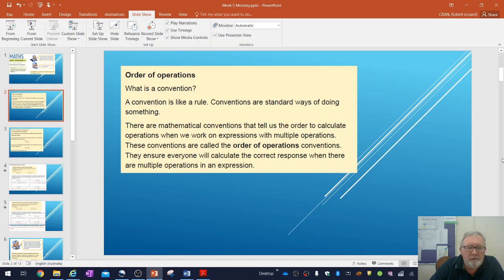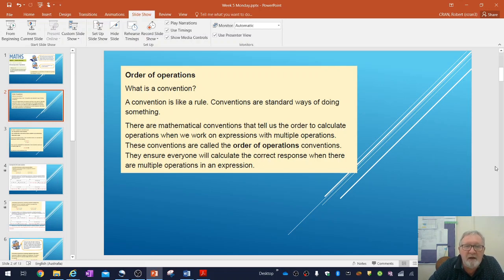Alright, so we're looking at order of operations. What is a convention is the first question. So basically a convention is a rule, and you need to remember that. Conventions are standard ways of doing things. So it is the way it must be done. You've got to remember that. So you need to commit yourself to learning these conventions. If you commit yourself to learning them, it's going to be much easier when you're doing the order of operations.